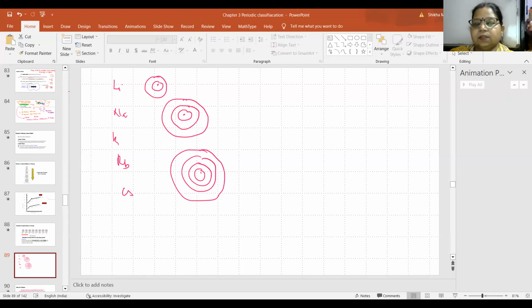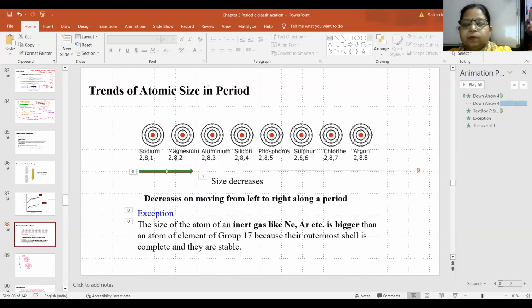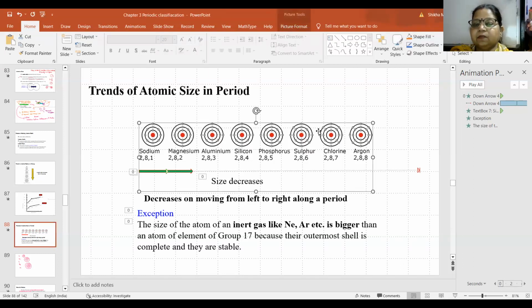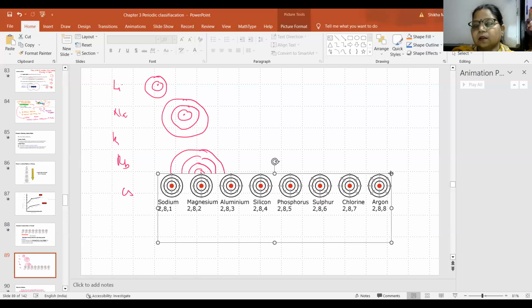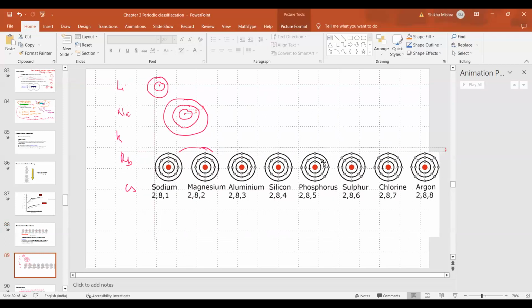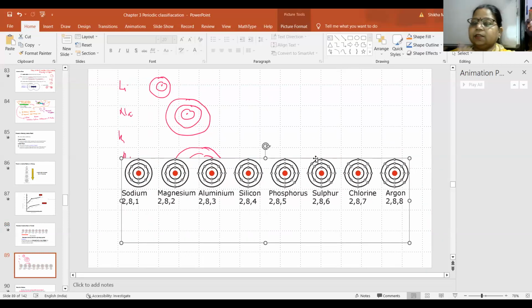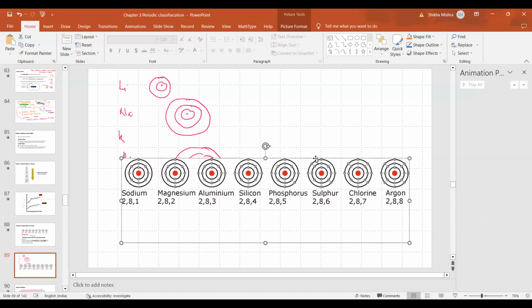We have taken the example of the third period: sodium, magnesium, aluminum, phosphorus, sulfur, chlorine, and argon. All these elements have 3 shells, right? Then, ma'am, how is the size decreasing? I'm saying the size is decreasing, but how? Understood the question now? Yes, ma'am. Okay.